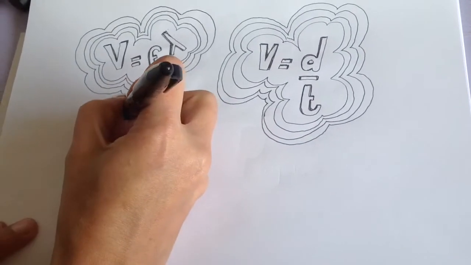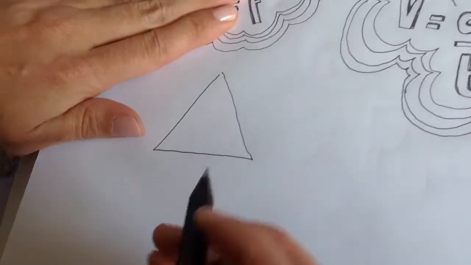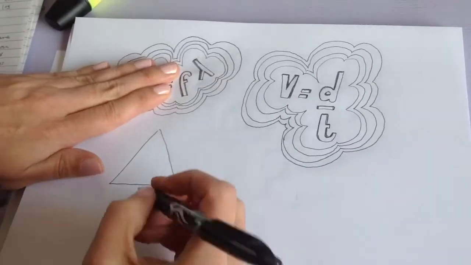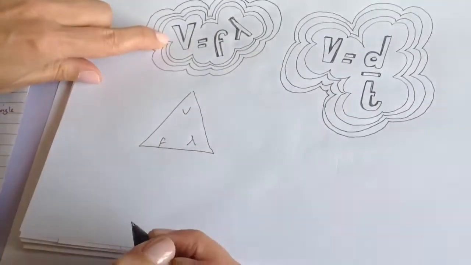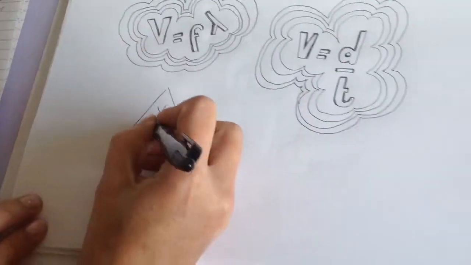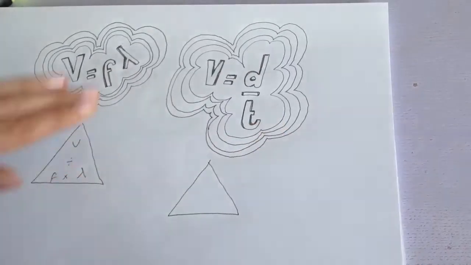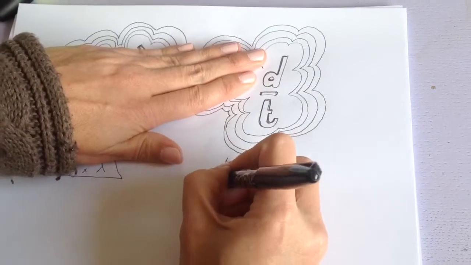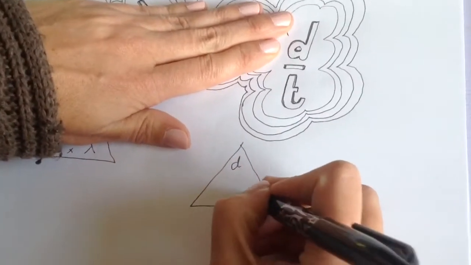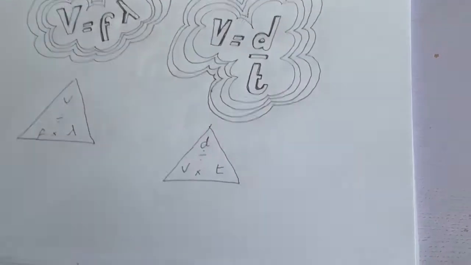Let's have a look at how to make one. So here, I can make a triangle. I have to have the frequency and the wavelength in the bottom of my triangle and my velocity, the speed of a wave, at the top. To make this triangle, when I cover over the speed, I need to have distance divided by time in my triangle, so distance has to go at the top, which means my triangle looks like this.